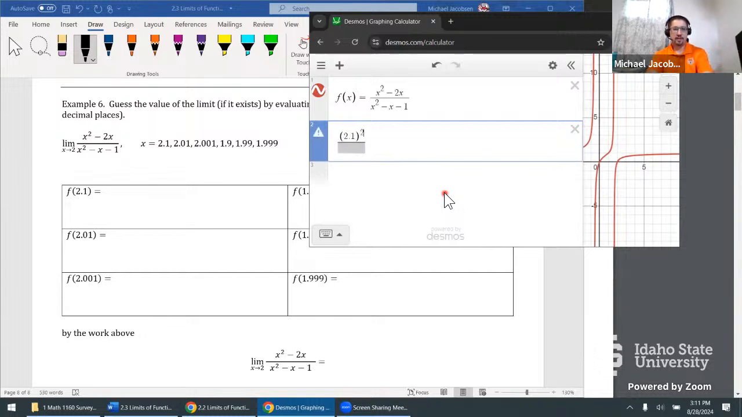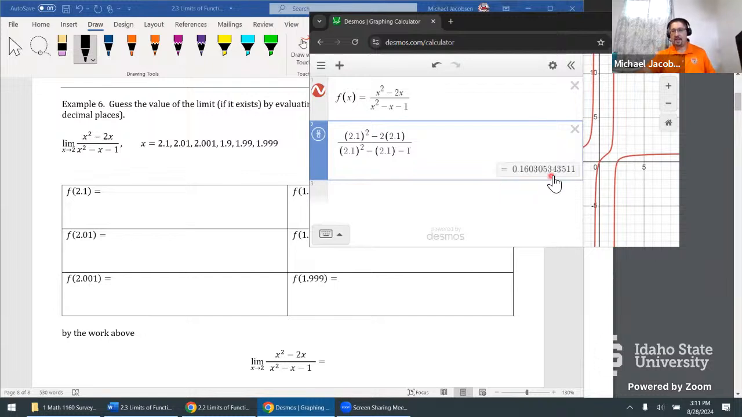2.1 squared minus 2 times 2.1. Really, this is just a demonstration. We're going to take a big shortcut on this one. Divide by 2.1 squared minus 2.1 minus 1, and that would be the result there. But honestly, that's really tricky to calculate, and if I had to do that 6 times, I'm probably going to make a mistake just fat fingering typing the keys in wrong.